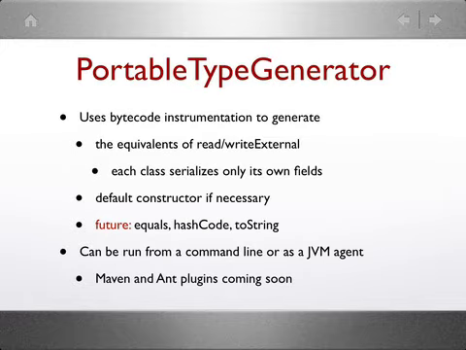The next piece of the whole solution is the portable type generator. Portable type generator is basically a class that does bytecode instrumentation of a class annotated with portable type annotations. And what it does, it basically creates a couple of things. It creates the equivalent of read external, write external using appropriate versioning logic where necessary. I say the equivalent, it doesn't really implement portable object. The class does not implement the portable object interface. The class does not get public read external, write external methods. At the moment, it gets private methods because every single class in a hierarchy is only responsible for serializing its own attributes. I'll get to that in a second.